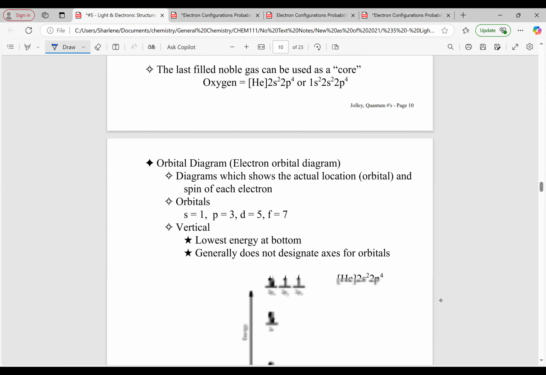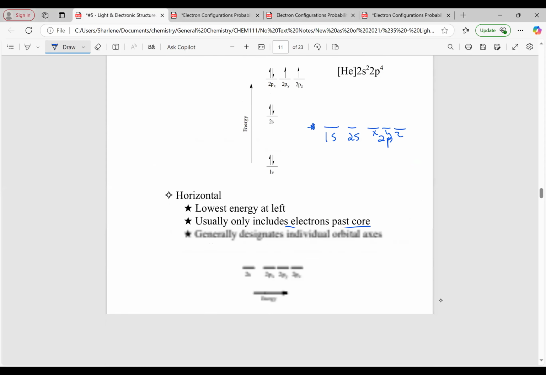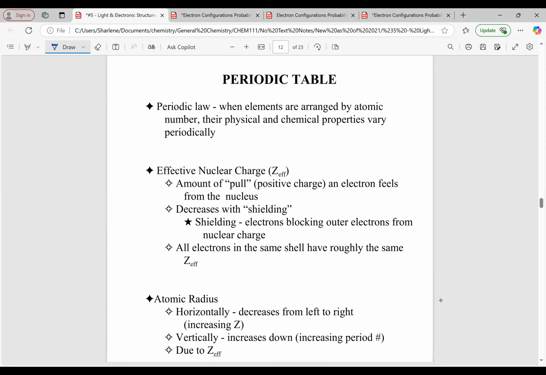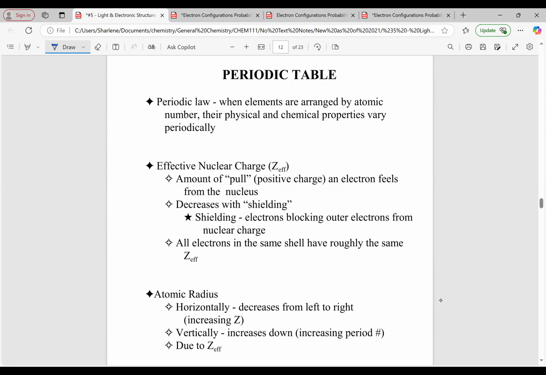All right. So we are on this page. So now that we've seen the electronic structure, let's look at the periodic table and some of its predictive tools. So periodic law is when elements are arranged by atomic number, of course, but their physical and their chemical properties vary periodically, hence the reason it's called the periodic table. And we're going to use something called effective nuclear charge.